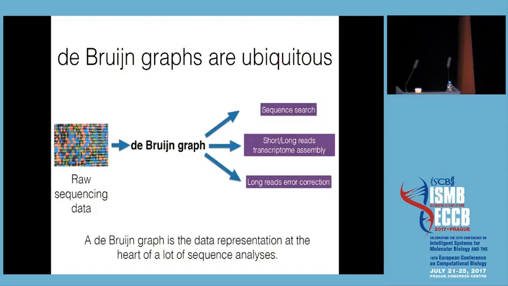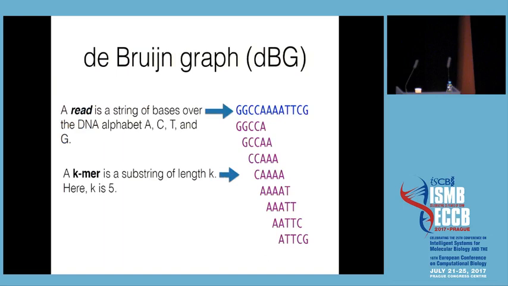short reads transcriptome assembly, and long reads error correction. So in short, a de Bruijn graph is the data representation at the heart of a lot of sequence analysis. Now let's see how we convert raw sequencing data into a de Bruijn graph.